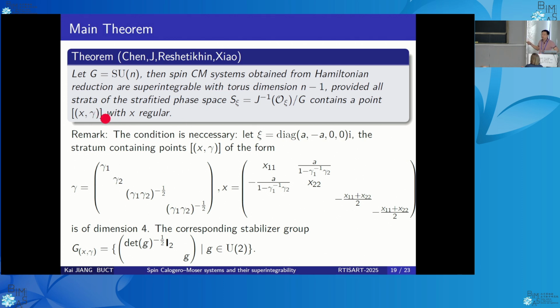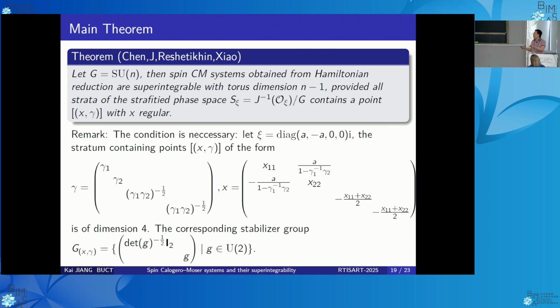We also have our superintegrability, but this one is just to see that we can fix the torus dimension at the maximum of the torus. And we can have lower, for example, here, we see that this condition is necessary. This is an example. If we choose some C, A, minus A, 0, 0, like this, we can see that the X and the gamma are in this form. And then the dimension of the strata is quite low.